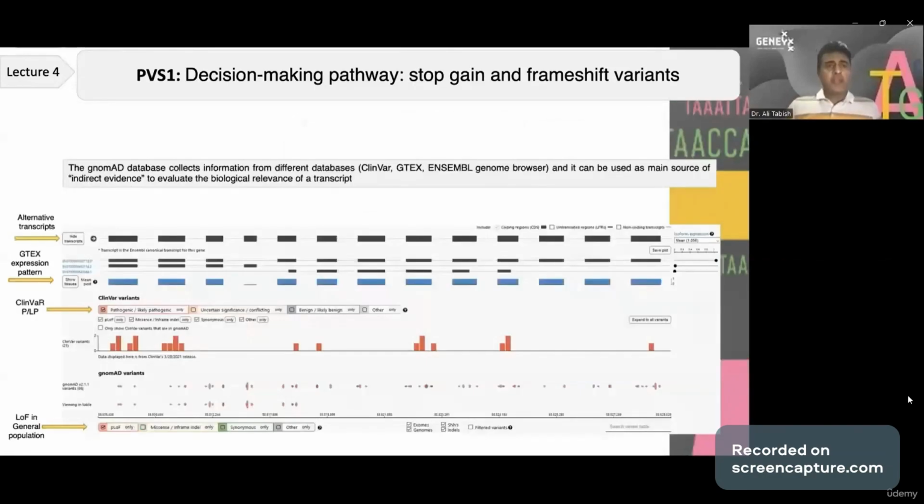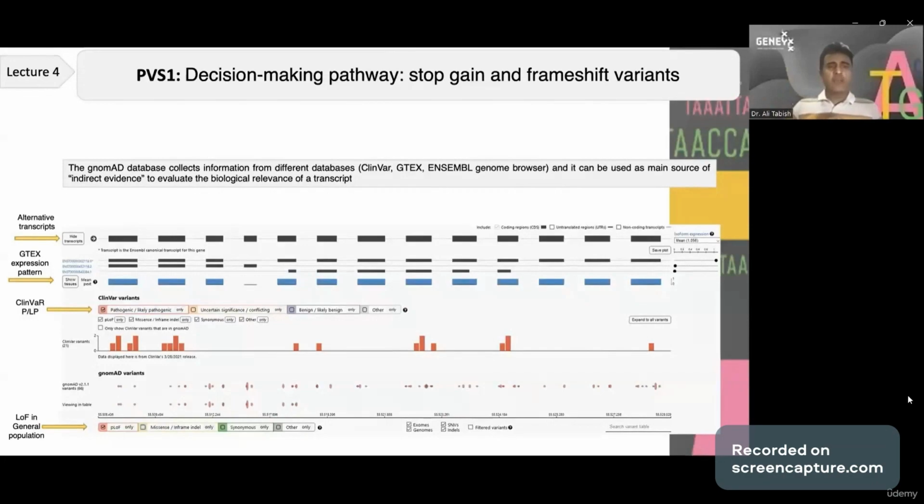So here is the gnomAD database, which collects information from different other databases like ClinVar, GTEx, Ensembl, Genome Browser. It can be used as a main source of indirect evidence to evaluate the biological relevance of the transcript. If you click on hide transcript or show transcript, by default you will see what other transcripts are available for this gene. And you can decide if this variant is in a biologically relevant transcript or not, or biologically relevant exons or not.